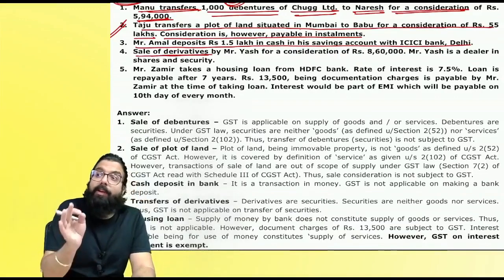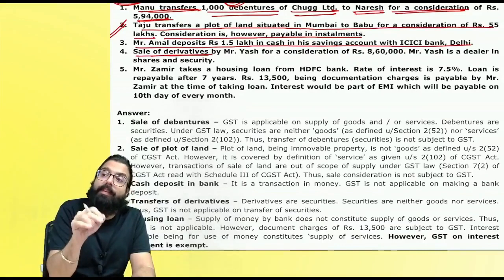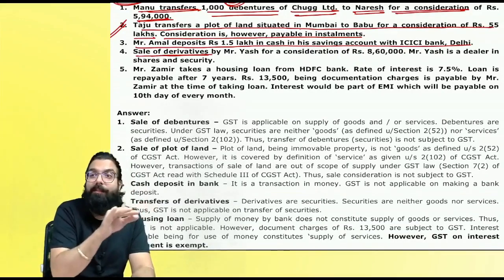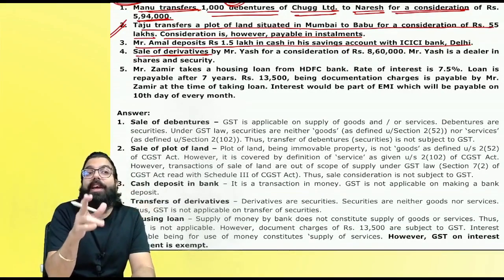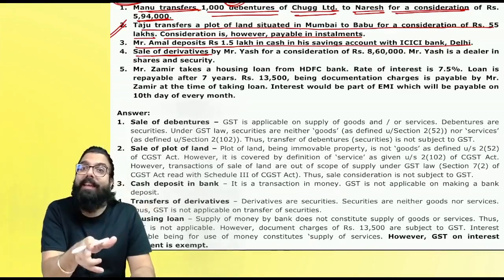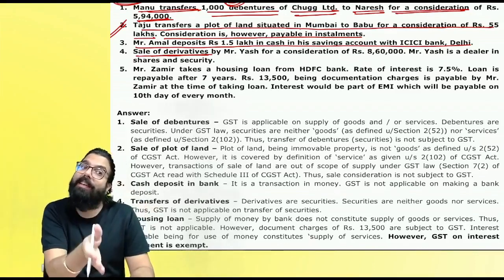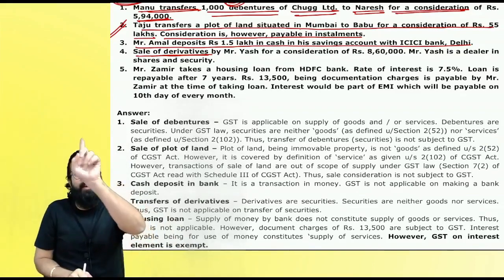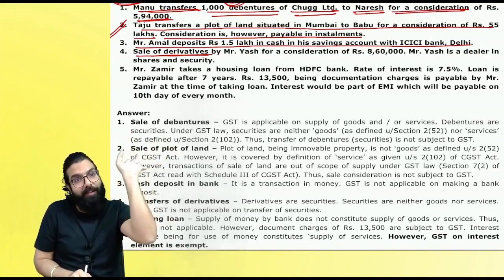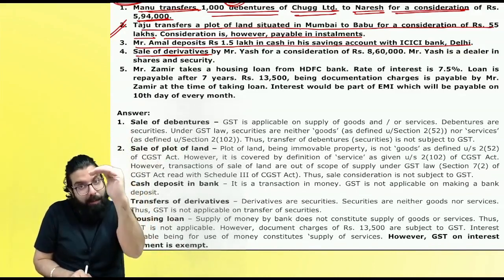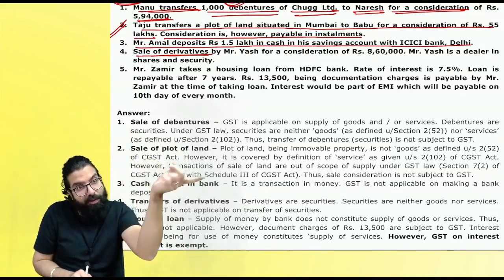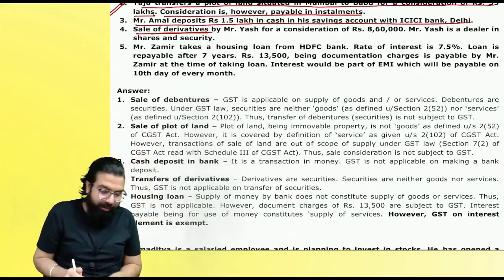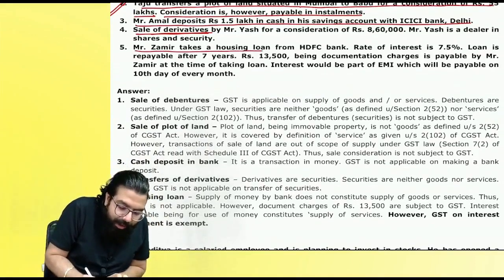See, when you are not in the definition of goods and service, then it is called neither goods nor service. When you are not in the definition of supply, then you are out: neither supply of goods nor supply of service. So there is a difference. When you are out of the definition of goods and service, you are called neither goods nor service. If you are out of the definition of supply, then you are called neither supply of goods nor supply of service.